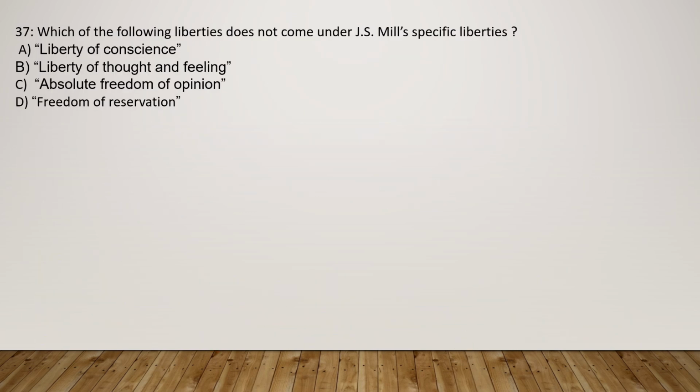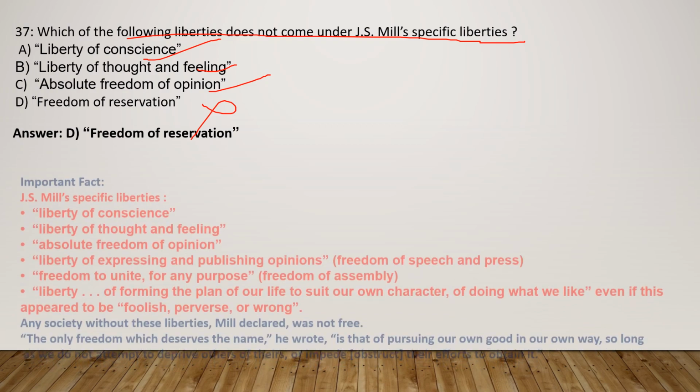Which of the following liberties does not come under J.S. Mill's specific liberties? Liberty of conscience. This is there. Liberty of thought and feeling. This is also there. Absolute freedom of opinion. This is also there. Freedom of reservation. This is not there. So the correct option is option D.